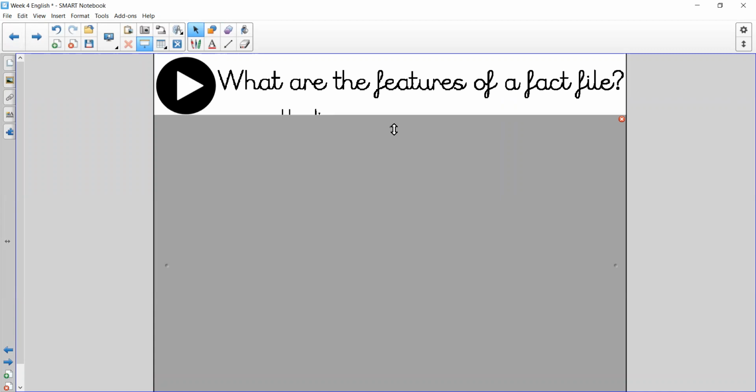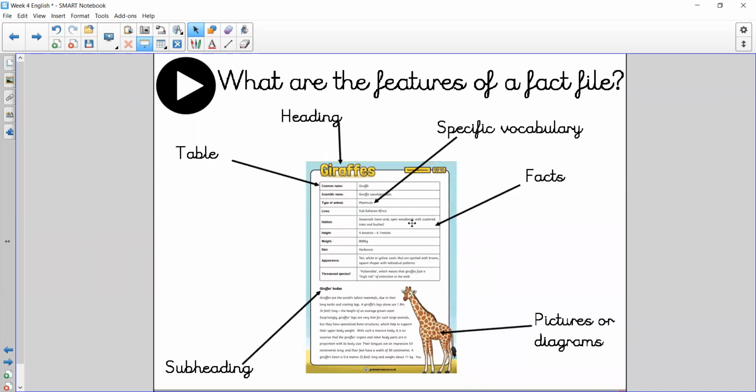Okay, so hopefully you've had a quick go. We've got this one here. We've got the heading, a lovely heading straight away. Specific vocabulary, or scientific vocabulary in this sense, because we're talking about the natural world. Facts, very important for a fact file. They don't necessarily have to have a table in a fact file. You might see them, but they're a nice, easy way of putting out for your reader a quick, important piece of information.